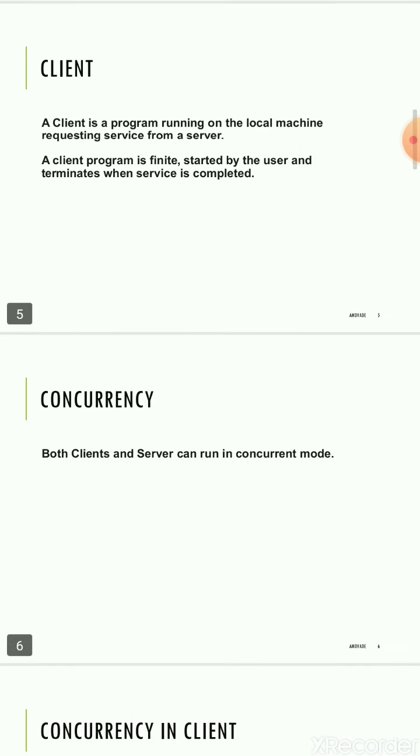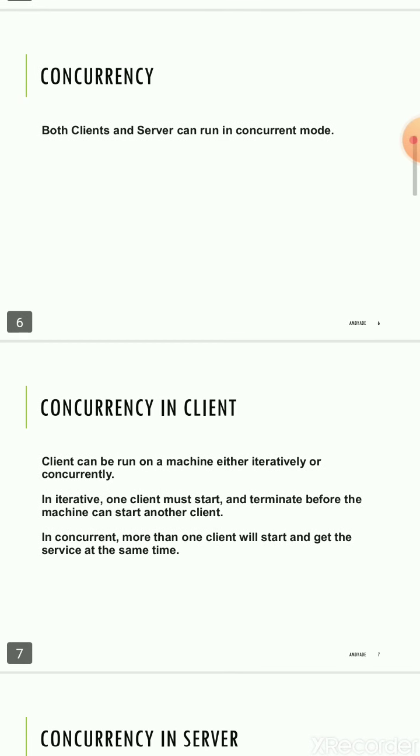So next is concurrency. What is concurrency? Both client and server can run in concurrent mode. First we will read concurrency in the client, and later we will see concurrency in the server. The client can be run on the machine either iteratively or concurrently. We already discussed earlier what concurrent and iterative mean. Here, iterative means one machine having one server.